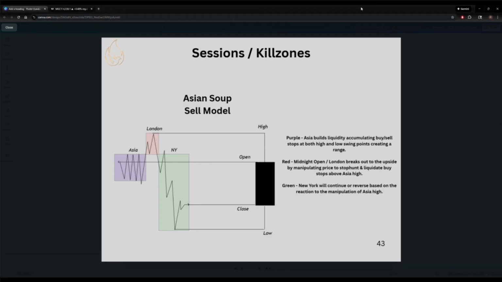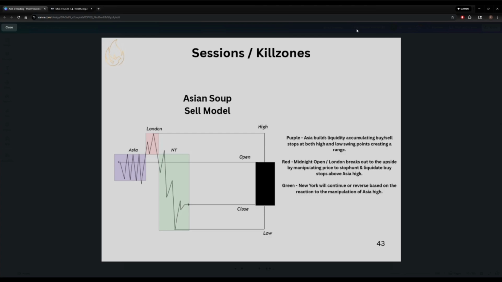Just to explain the characteristic of New York, what it does. New York does two things. It could either do a continuation in the direction where London left the high or low of the day, or it can do a reversal. And there's specific things that price does before it creates a reversal.